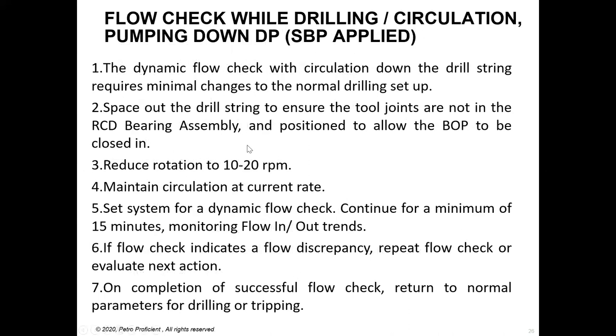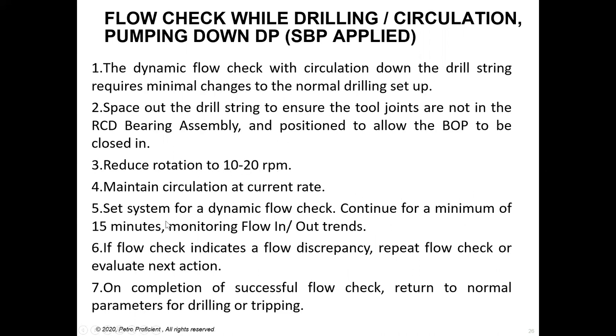For the dynamic flow check, circulation down the drill string requires minimum changes to the rig operating setup. So whatever setup you have, you need to do it. Space out your drill string to ensure the tool joint is not in your RCD and positioned to allow the BOP to be closed if required. So your drill pipe has to be spaced out properly such that the tool joint is not across either your RCD or your BOP. Then you reduce your RPM by 10 to 20. So you are rotating but very, very slowly. Maintain circulation at the current rate.